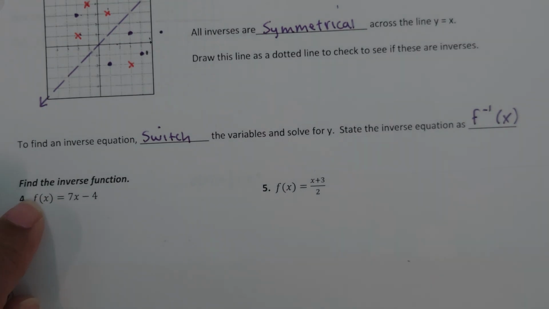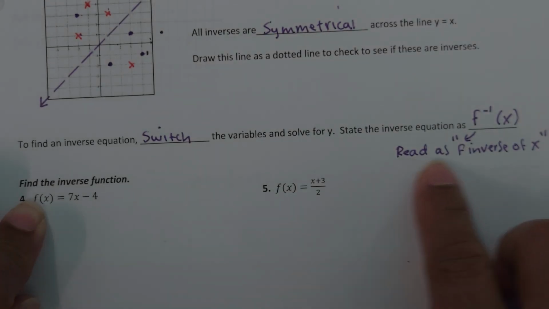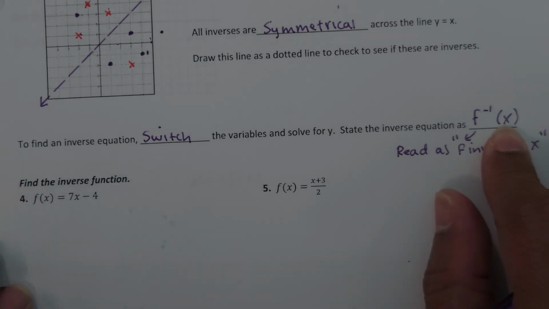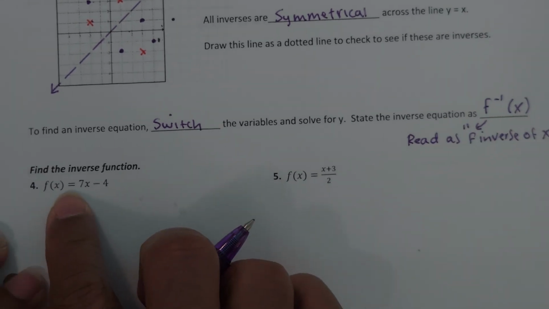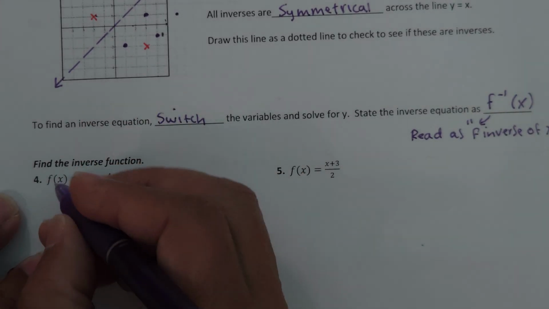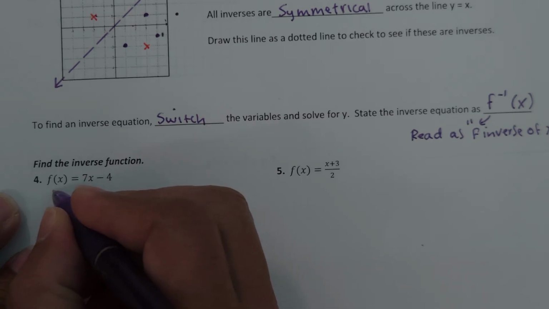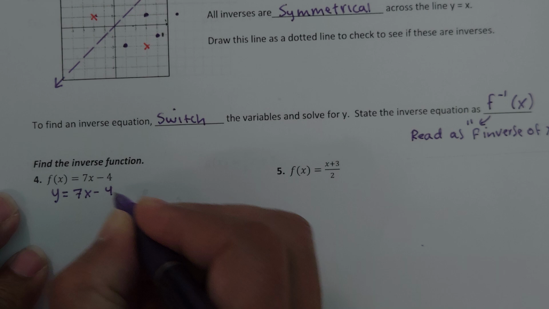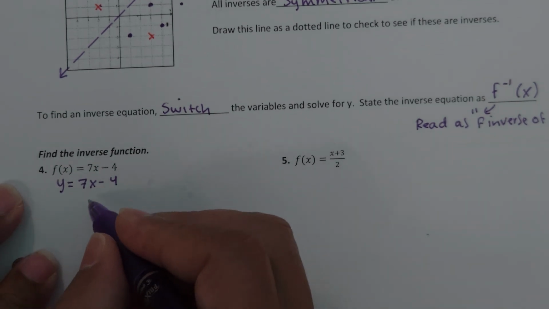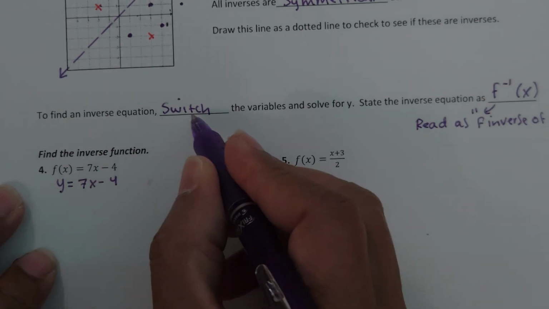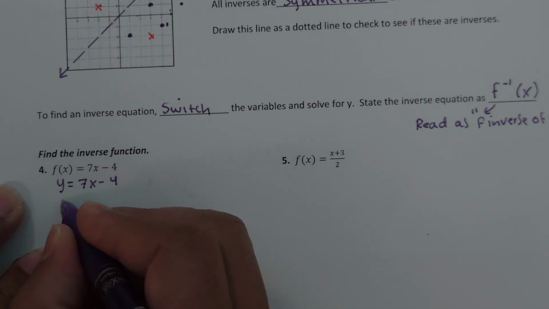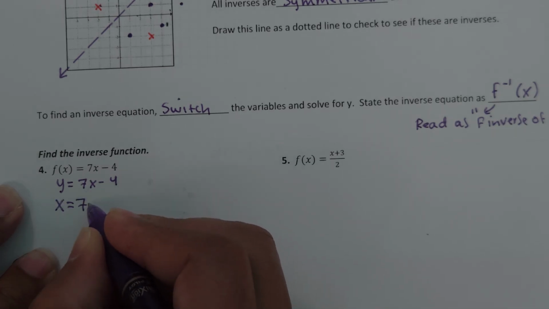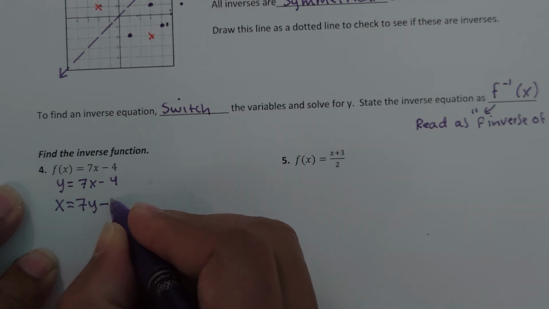I'm going to write that down for you in a moment. So that's how you read it, f inverse of x. With that said, I'm going to switch this to y equals. Don't forget f of x equals is the same as y equals. So I'm going to say y equals 7x minus 4. Then I'm going to switch the x and the y variables. So instead of x it becomes y, and that equals 7 instead of x. This is now y minus 4.